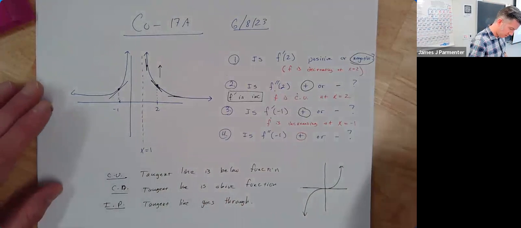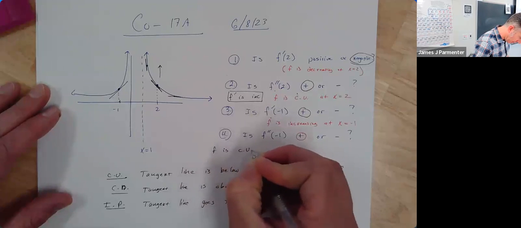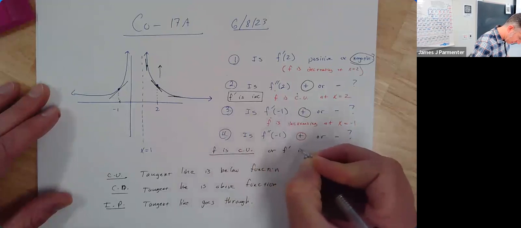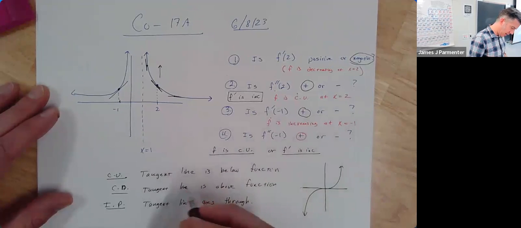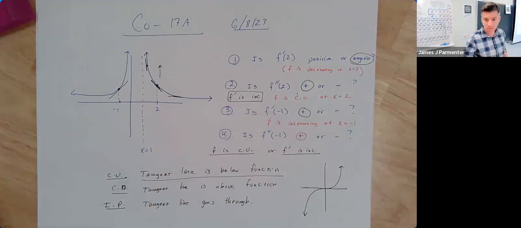So, let me write this down. You can say f is concave up, or f prime is increasing, or, I'm not going to write it, the tangent line is below the function. All three of those things have the same meaning. Cool. Questions about any of this example?